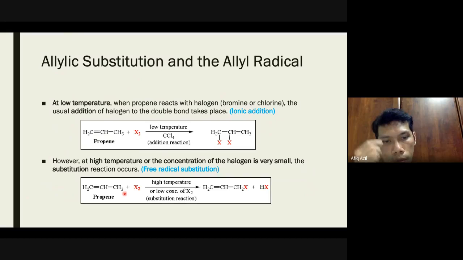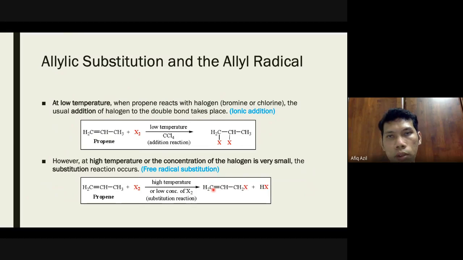So instead of the bromine being added to these two carbons, a substitution reaction occurs, in which only one bromine substitutes one of the hydrogens at the carbon, and the double bond between these two carbons is retained. This is what you have learned in chapter 7, or unit 7, which is free radical reactions.